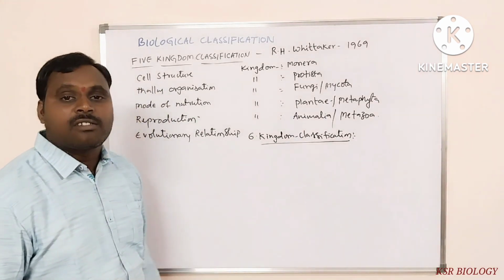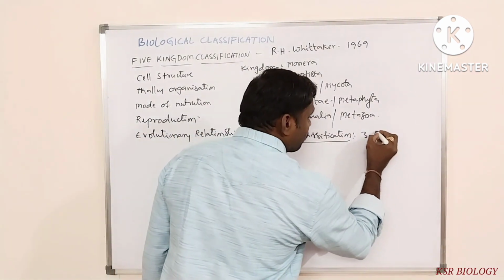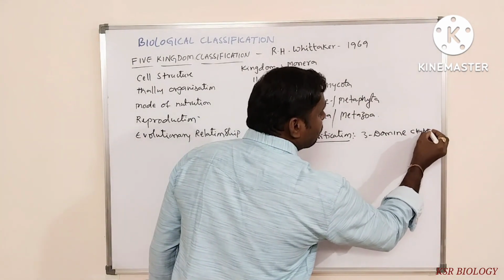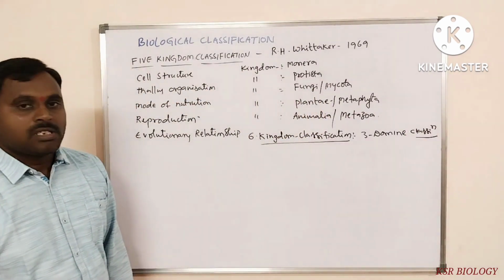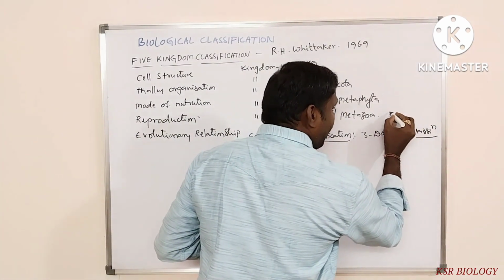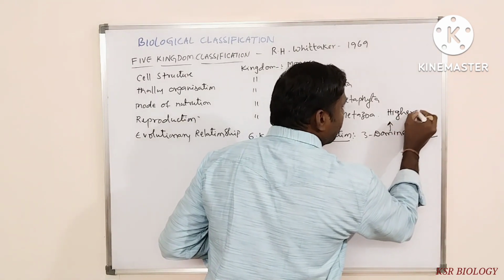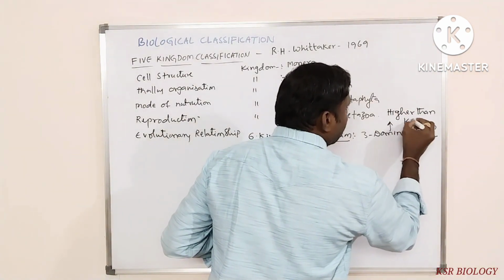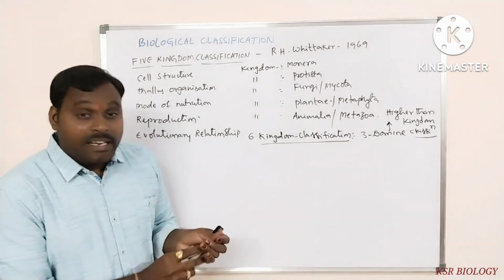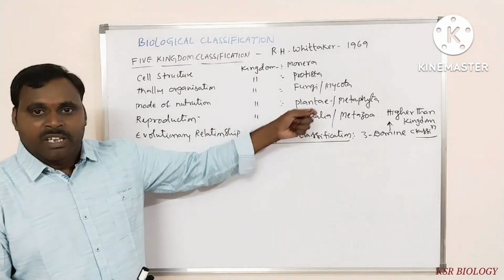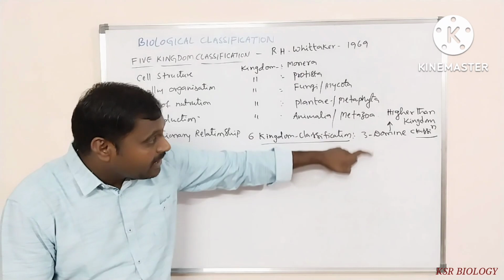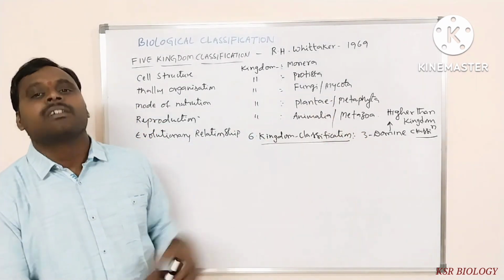The six kingdom classification is also called the three domain classification. So what is this three domain? What is a domain? The domain is a taxon which is higher than kingdom. In the first chapter we studied the taxonomical hierarchy or Linnaean hierarchy of the living world. Kingdom is a taxon with the highest category, but the domain is a taxon which is higher than kingdom.